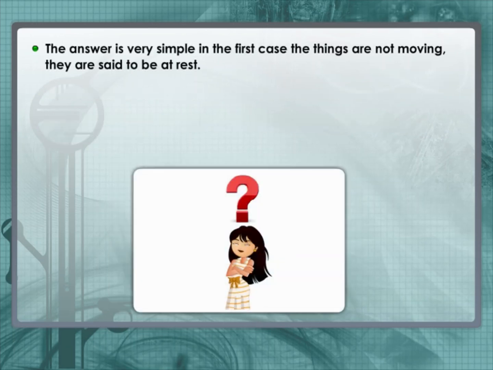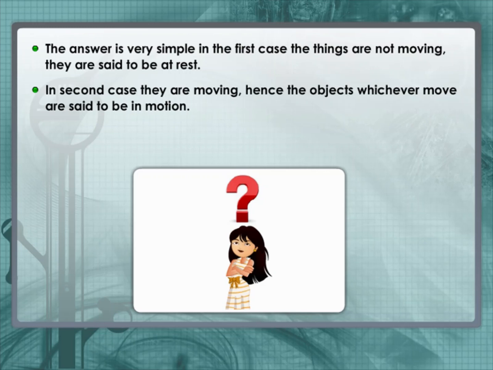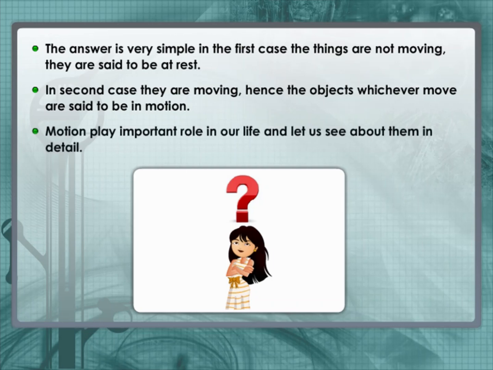The answer is very simple. In the first case, the things are not moving. They're said to be at rest. In the second case, they are moving. Hence, the objects, whichever move, are said to be in motion. Motion plays an important role in our life, and let us see about them in detail.